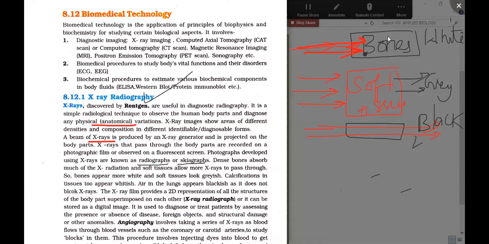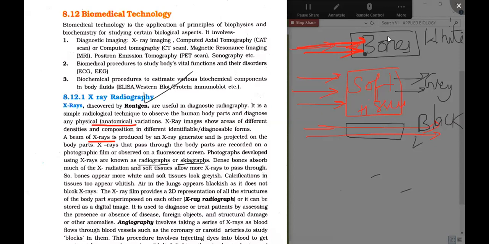Because they were discovered by Röntgen, this particular technique is used to observe human body parts and diagnose any physical or anatomical variation. X-ray images show areas of different densities and composition in different identifiable or diagnosable forms. X-rays that pass through the body parts are recorded on a photographic film. These are the general points. Next, whatever is recorded is called a radiograph or skiagraph.